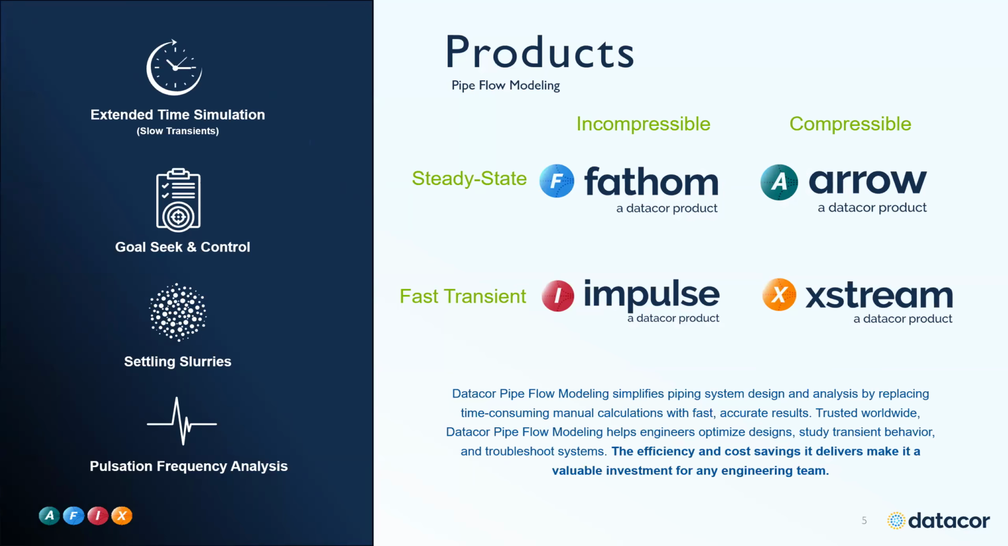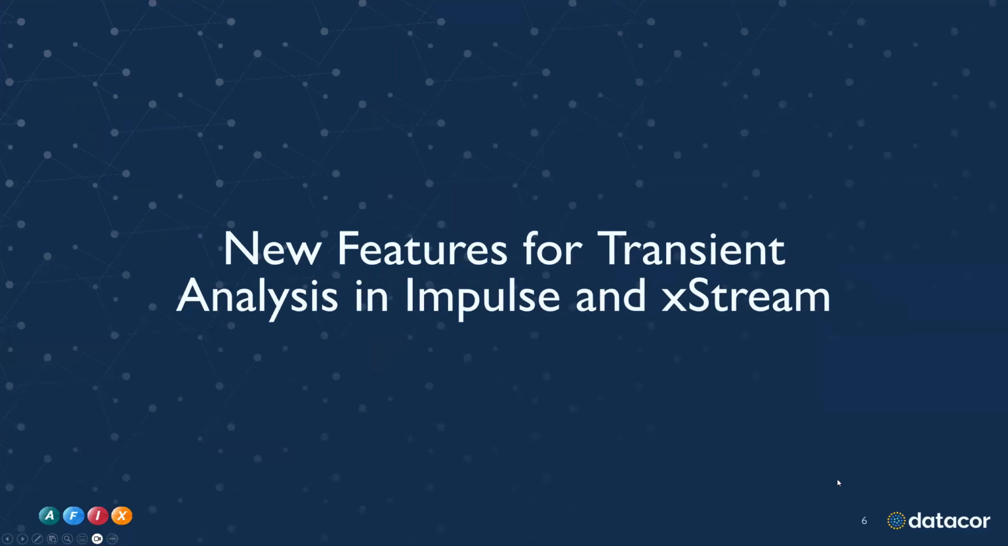This is an overview of our four pipe flow modeling products. They basically break down by whether they are compressible flow or incompressible flow, and whether they are steady state or fast transient. We also have more slow transients with our extended time simulation module, but this is just about fast transients. Today's focus is also on the pulsation frequency analysis module, which we offer for both Impulse and for xStream. So first, let's go over the new features that will impact conventional transient analysis outside of the PFA module.